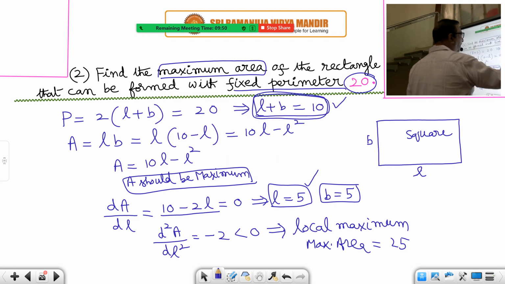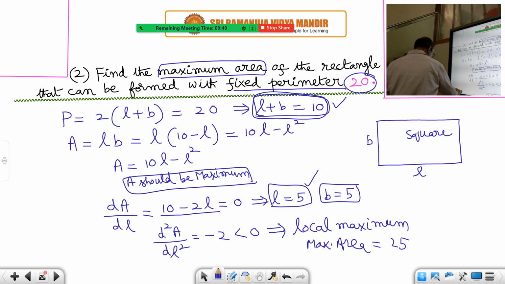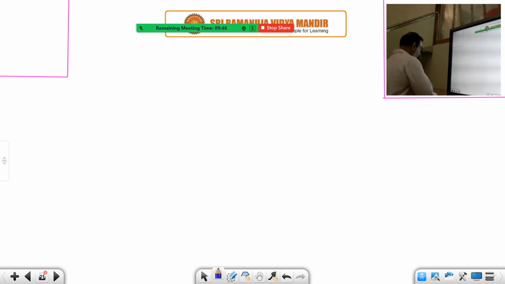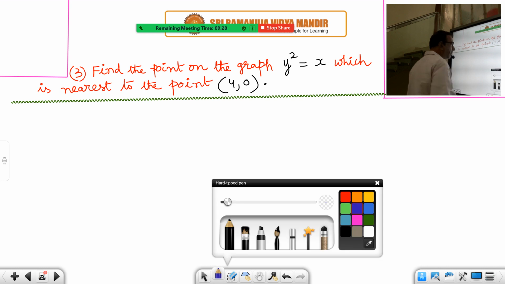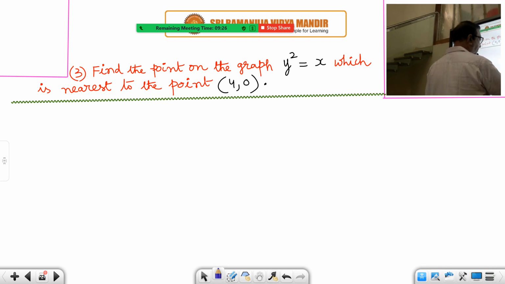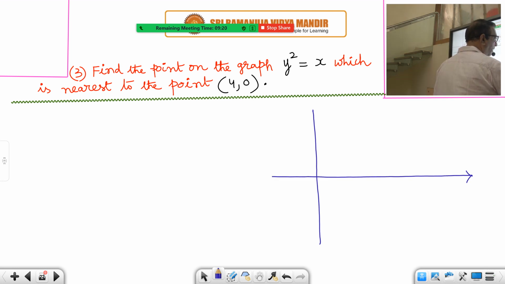So 10 minutes more. So let us see another problem now. Find the point on the graph y square is equal to x, which is nearest to the point (4, 0). See, y square is equal to x is a parabola. So it will be like this.